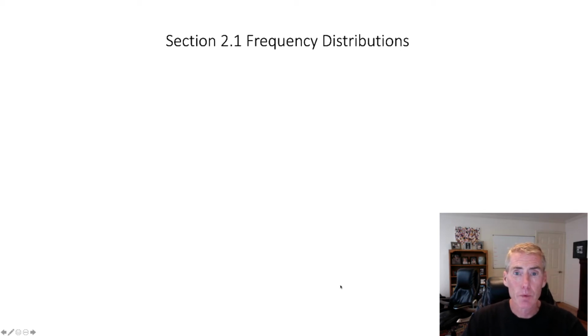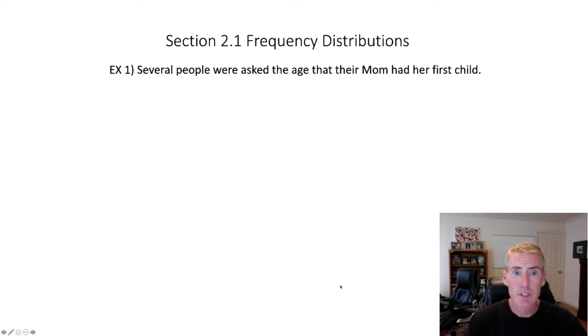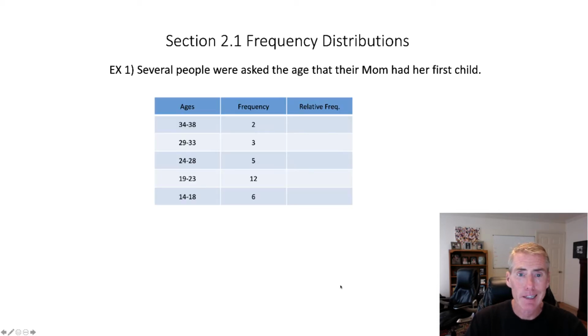And section 2.1 on frequency distributions. So for this first example, people were asked, what age was your mom when she had her first child? And then the information is in this table, which is called a frequency distribution. So the ages are 14 to 18. 6 people said that's when they had their first child, etc. So these are the ages going up this side. And then the oldest were from 34 to 38 when they had their first child, and 2 women said that.